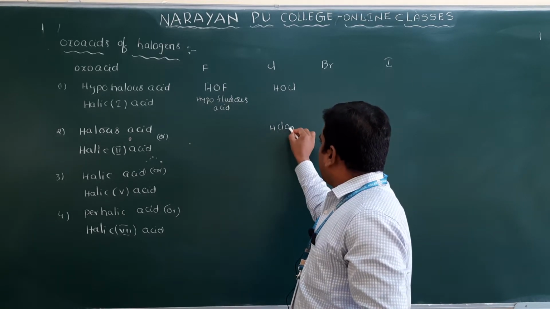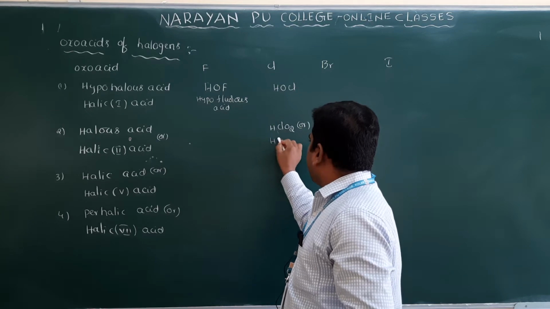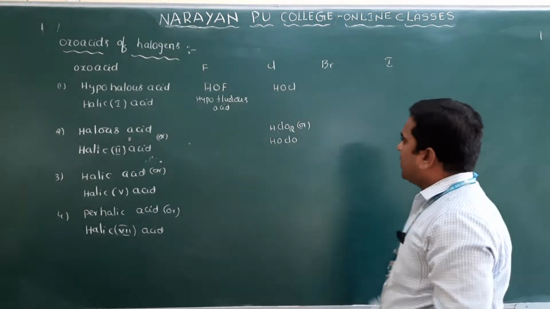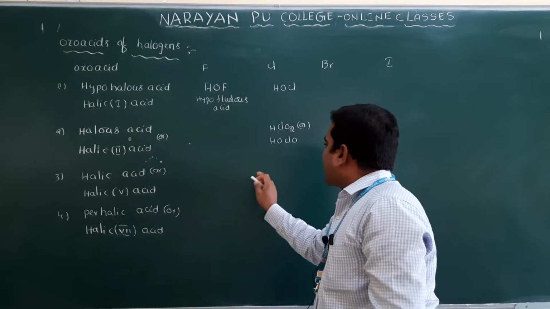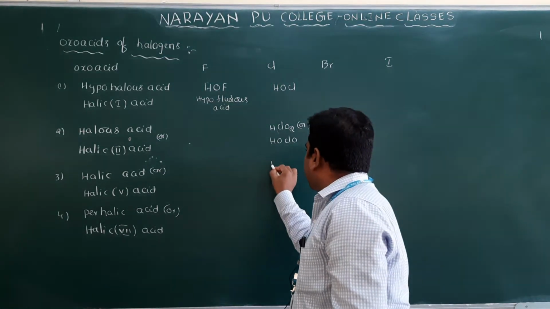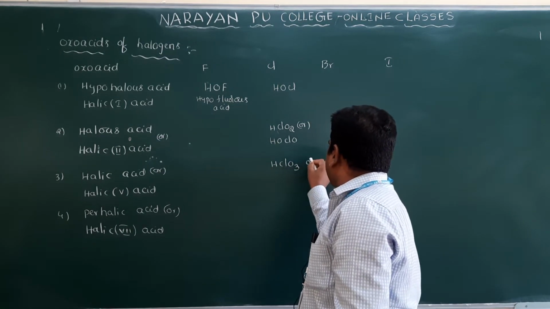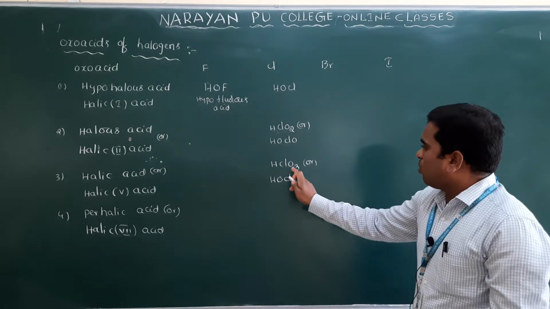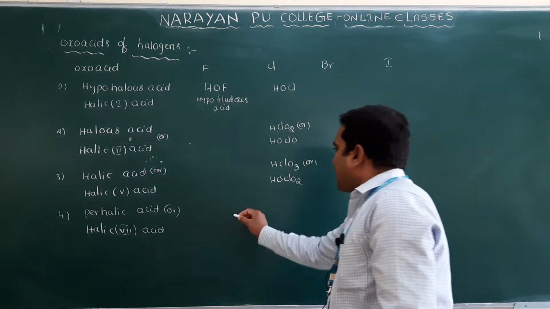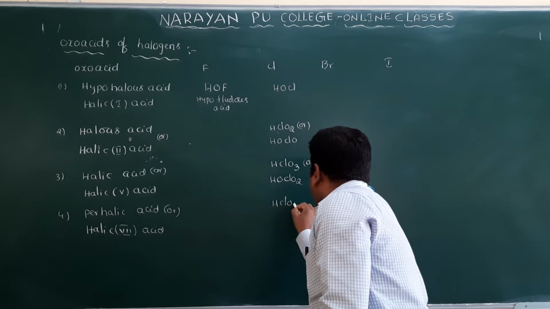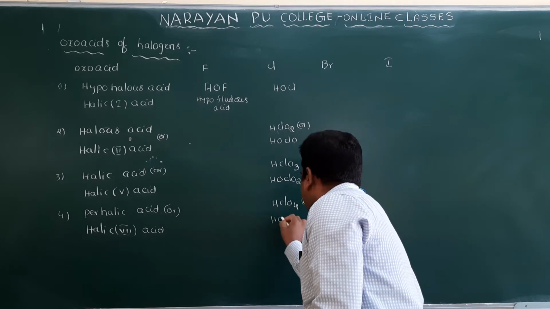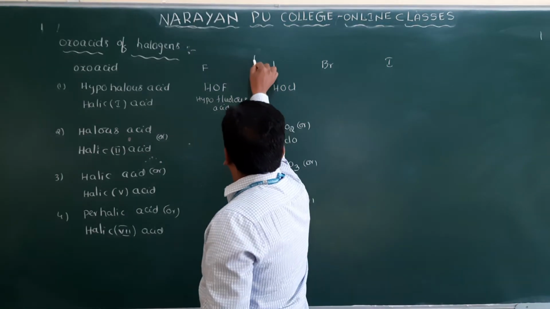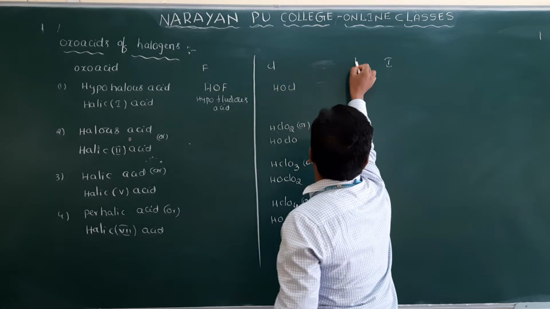Chlorous acid, HClO2, can also be written as HOClO. OH is there, and then ClO. So this is chlorous acid. The next one is chloric acid, which can be written as HClO3, or as HOClO2. One OH will be present here. And perchloric acid, HClO4, can be written as HOClO3. This is perchloric acid. Clear? So this is about chlorine.